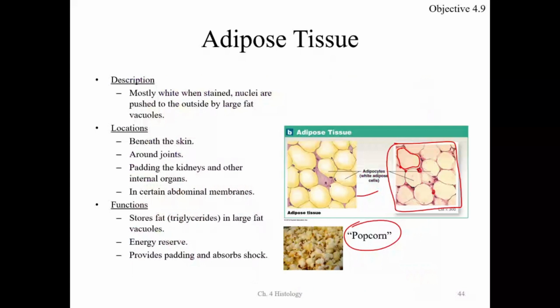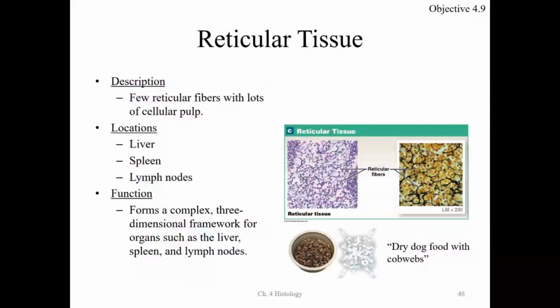This is why I give you these little mnemonics like, hey, this looks like popcorn. It helps you to identify what it looks like. I relate a lot to food. So this is your popcorn. Now, this one here, reticular, looks like dried dog food, and then we got some cobwebs in it, like the Minecraft cobweb here, okay?